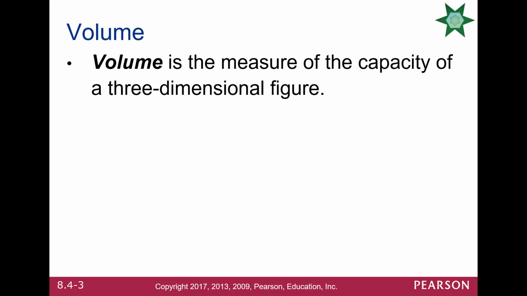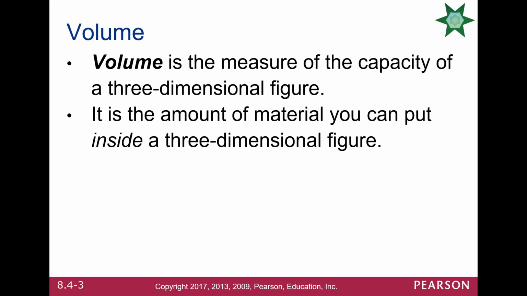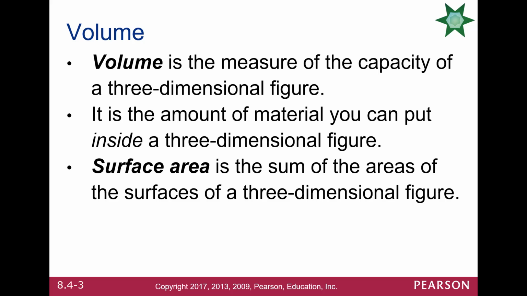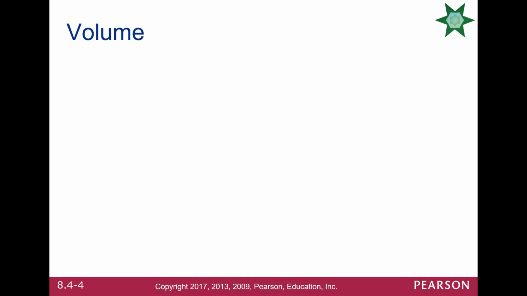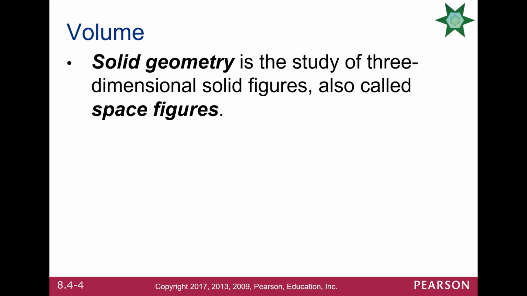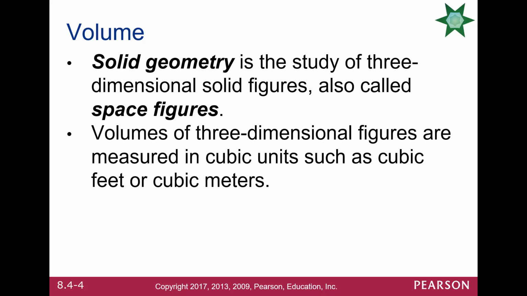Volume is basically the measure of a three-dimensional figure and what it can hold, like what you could put inside it. Surface area is the sum of the areas of the sides or surfaces of the figures, or what's on the outside. When we start talking about three-dimensional solid figures, we're talking about what's called solid geometry. Those space figures fit inside a branch of geometry where we are exploring things like volume and surface area.